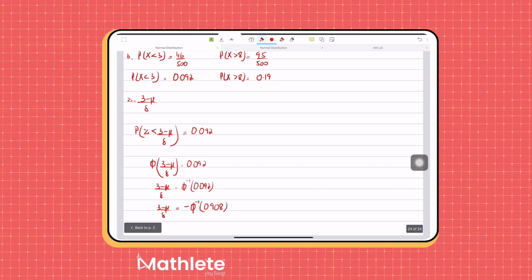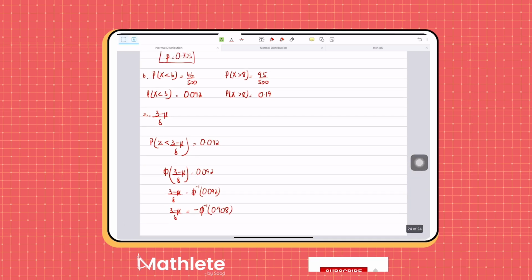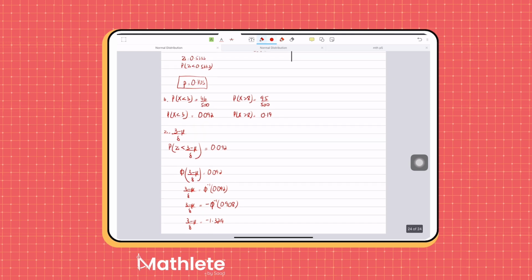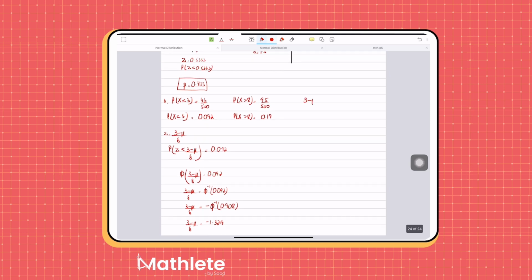So now we finally have one equation sorted, which is (3 minus mu) upon sigma is equal to minus 1.329. Okay, so this is one equation. We've sorted only one equation so far. Now, a good idea would be to write it nicely. So 3 minus mu is equal to minus 1.329 sigma. So 1.329 sigma minus mu equals minus 3. So here's one equation. Any questions so far?